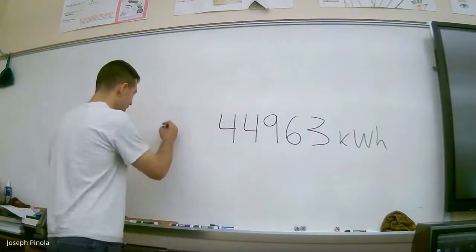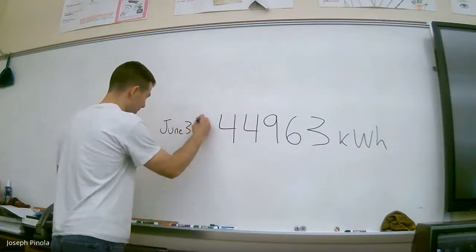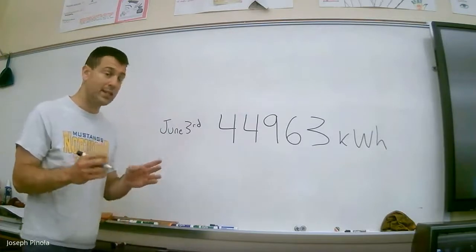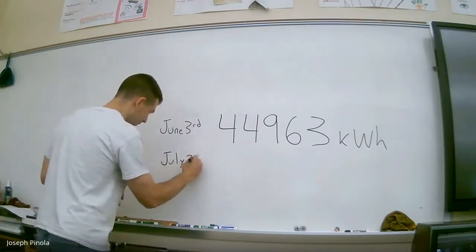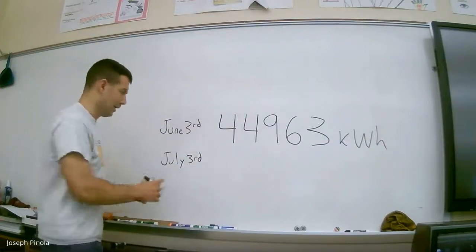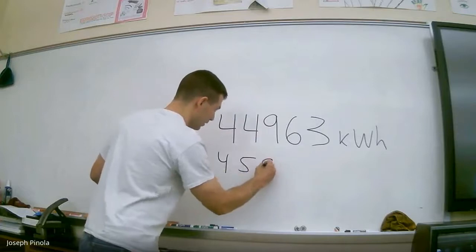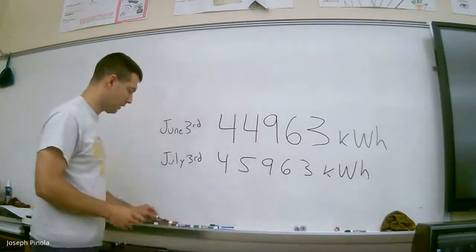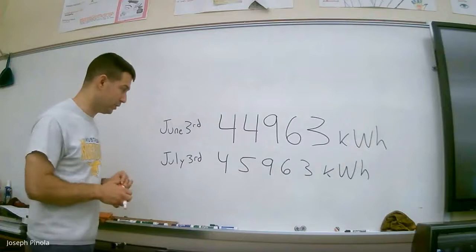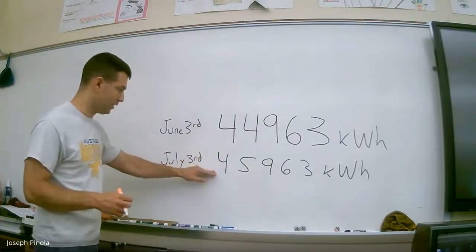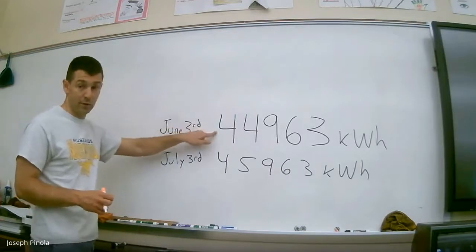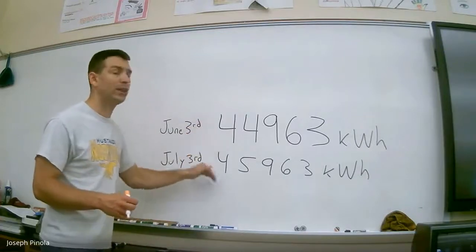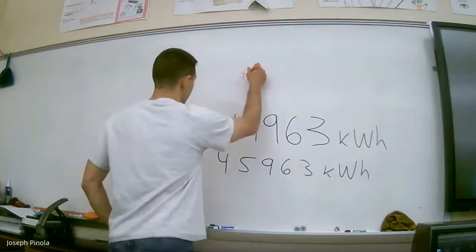So let's say that they read this meter on June 3rd, and they get 44,963 kilowatt hours. Let's say next month, on July 3rd, they take another reading, and that reading says 45,963 kilowatt hours. They would figure out how much electrical energy you used by finding the difference between these two numbers. They would subtract your June reading, the amount that you were already billed for, from your July reading. And so in this example, there is a difference of 1,000 kilowatt hours between these two readings.